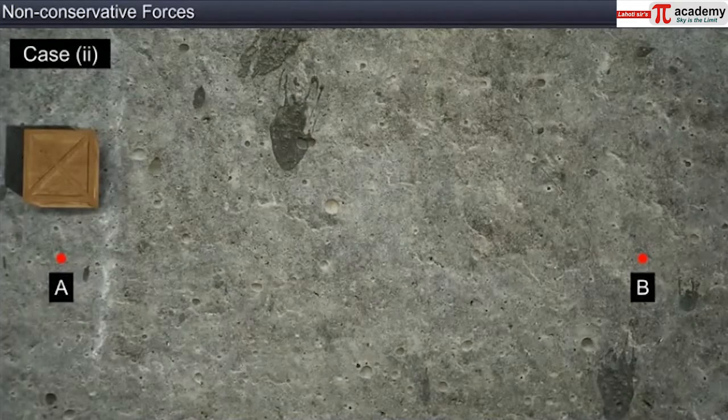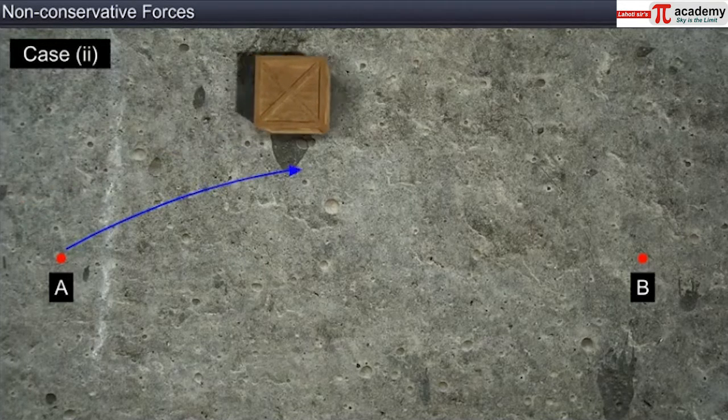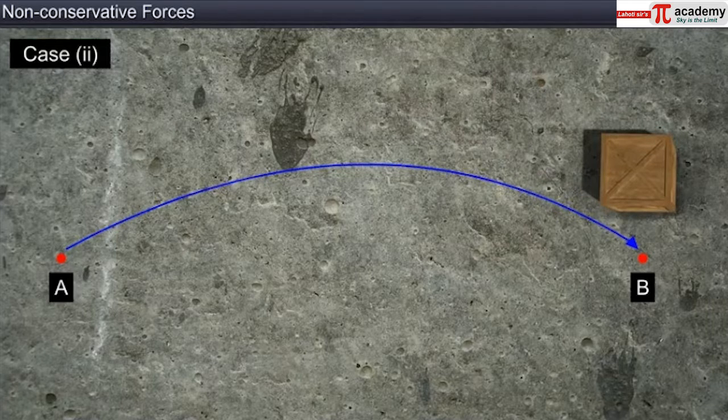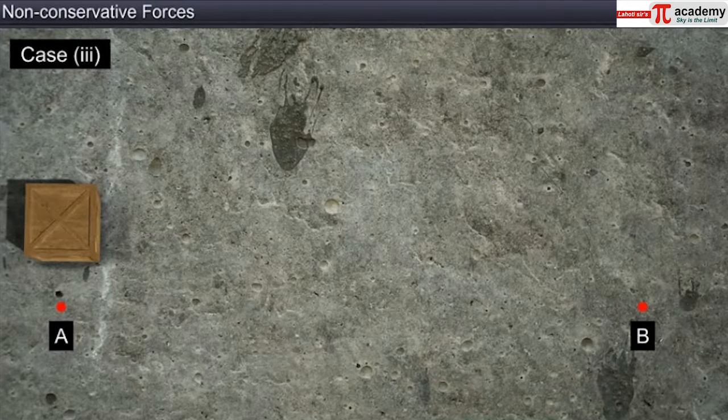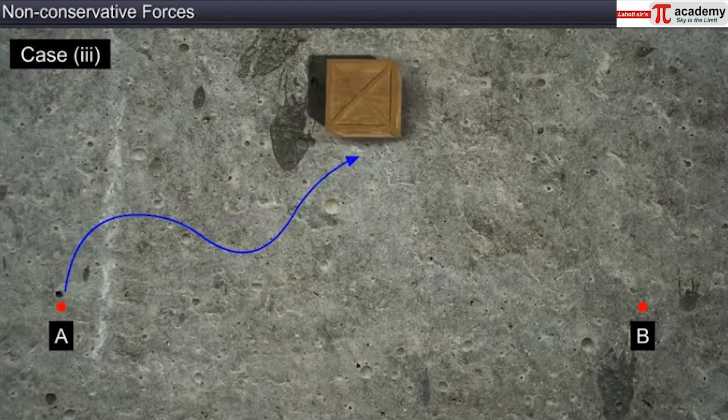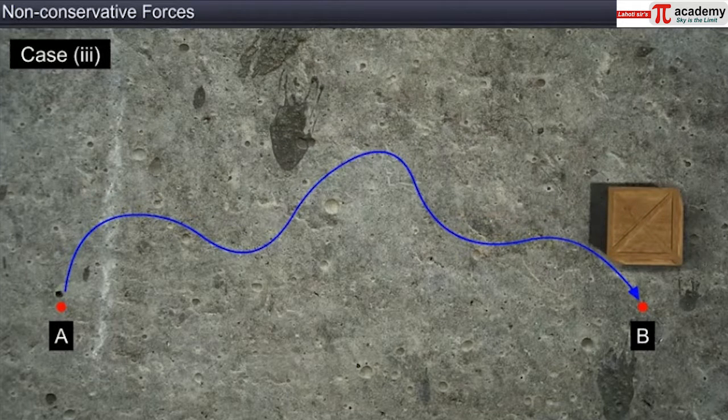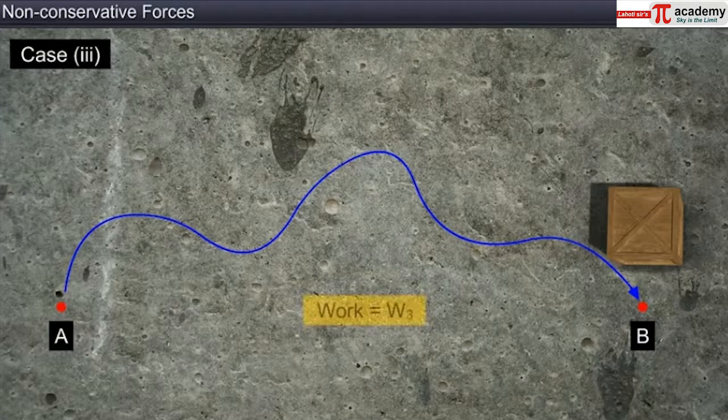In the second case, the block moves along a curved path from point A to point B as shown here. Let the work done in moving the block along the curved path against frictional force be W2. In the third case, the block moves along an arbitrary path from point A to point B. Let the work done in moving the block along the arbitrary path against frictional force be W3.